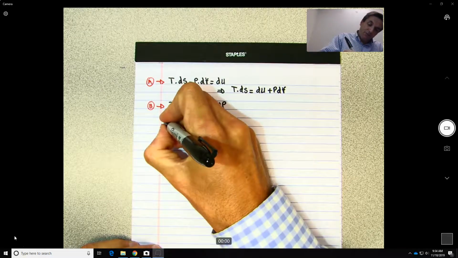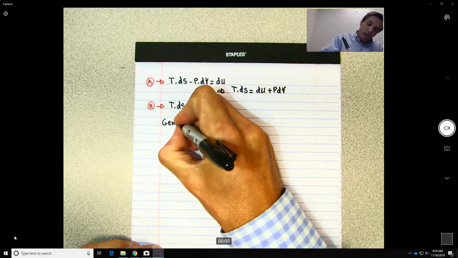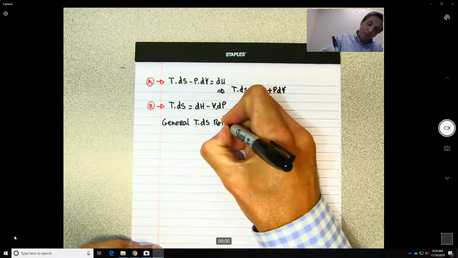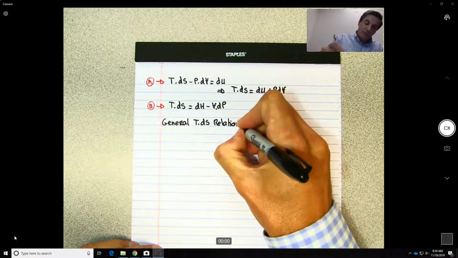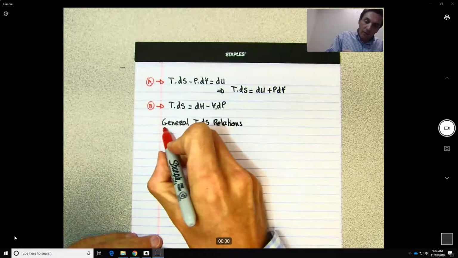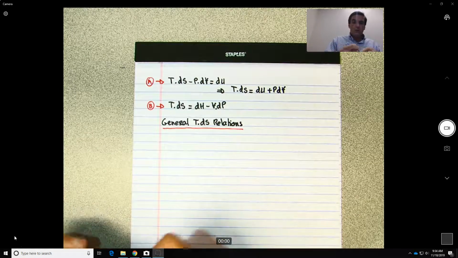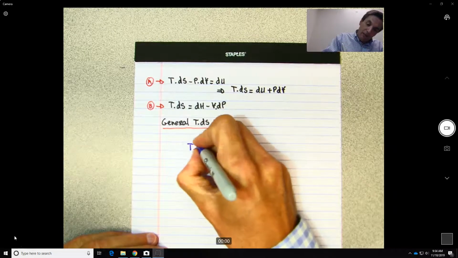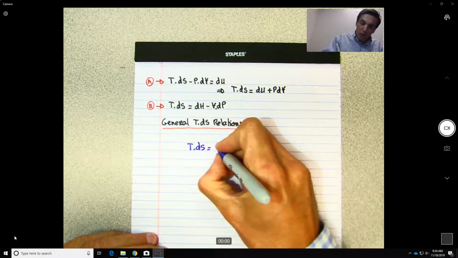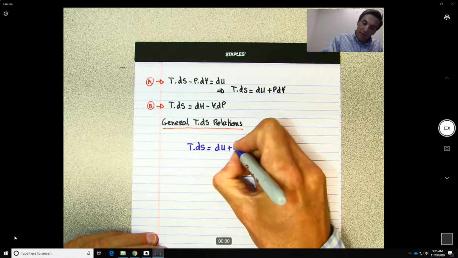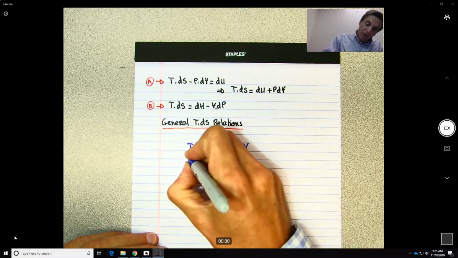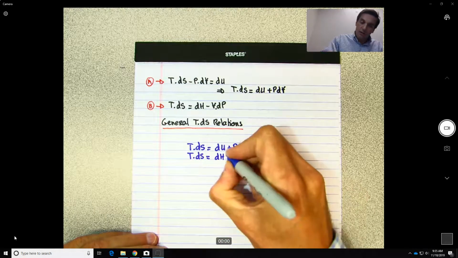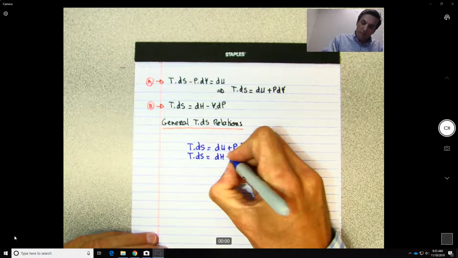So basically the two general T dS relations will be what? We have T dS equal to dU plus P dV, or T dS equal to dH minus V dP.